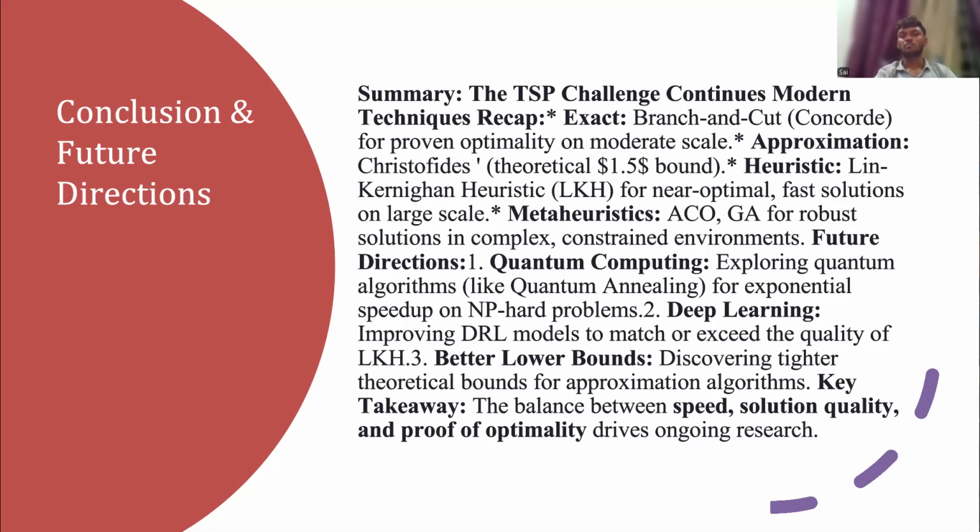Future directions. One, quantum computing: exploring quantum algorithms like quantum annealing for exponential speedup on NP-hard problems. Second one, deep learning: improve DRL models to match or exceed the quality of LKH. Third one, better lower bounds: discovering tighter theoretical bounds for approximation algorithms. Key takeaway: the balance between speed, solution quality, and proof of optimality drives ongoing research.